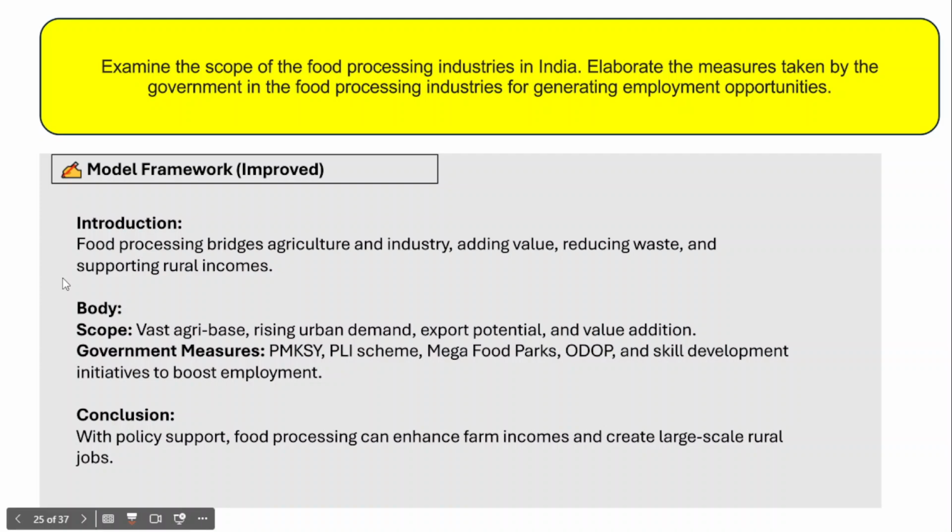Just mention some important and key relevant data in the introduction with respect to the food processing sector, and that will be sufficient. In the body part of the answer, again you need to write two parts. In the first part, you have to examine the scope of the food processing industries in India, and in the second part, you need to write the government measures. And in the conclusion, you have to mention any way forward, any suggestions for the food processing industry to generate more employment opportunities and to be successful or sustainable. You have to mention all those suggestions in the conclusion of this answer.